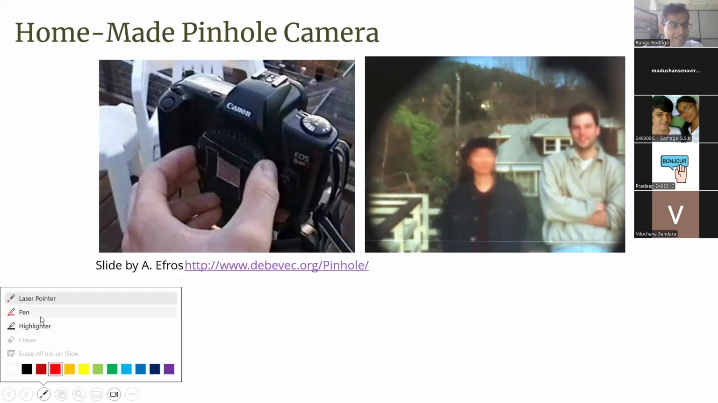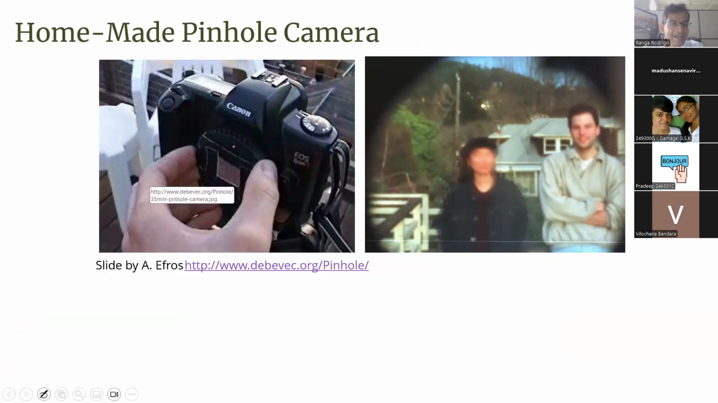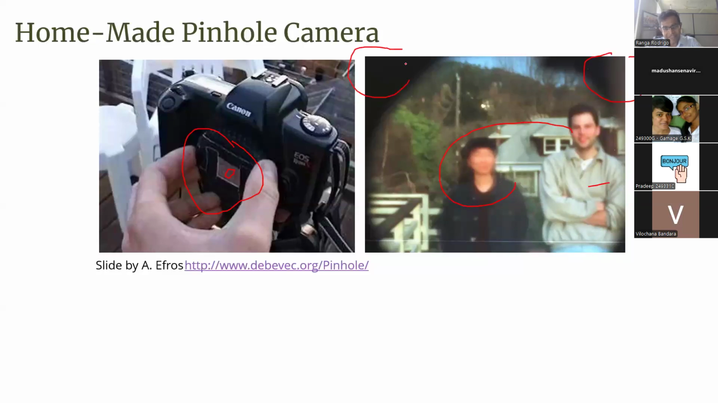What he did was he took a camera and he removed the lens from here and he put a cardboard here with a small hole. And then he obtained an image. When you obtain an image, there was a little bit of blur. I think this is Paul Debevec. And at the corners, there was darkness. And this is called vignetting. We will see why this happens. This is the pinhole model, famous pinhole model.